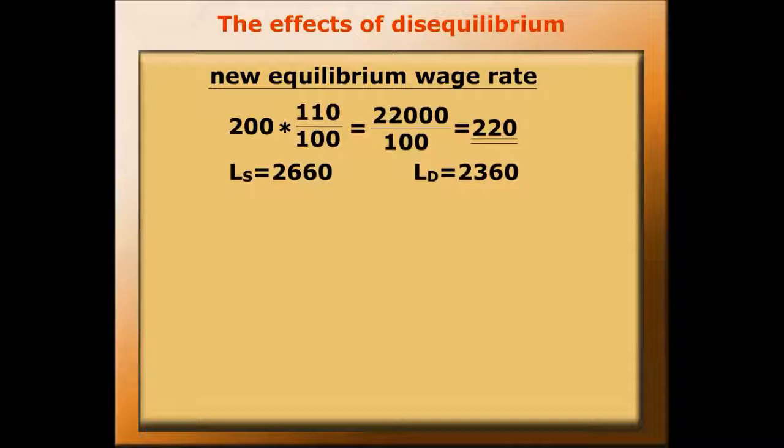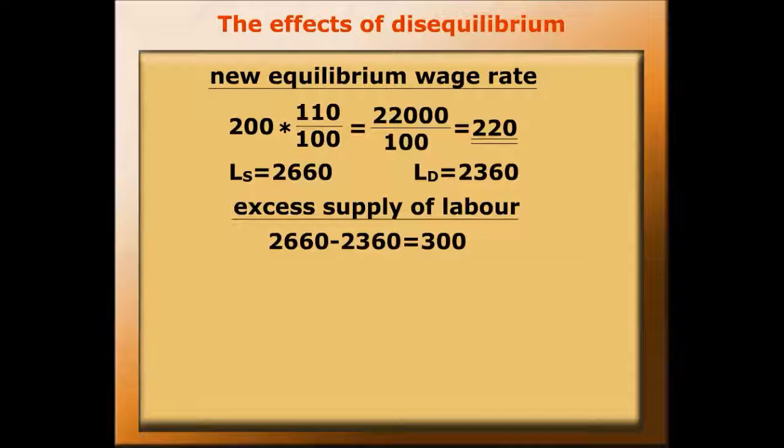So what's the effect on employment now of this 10% wage rise? The excess supply of labour is the difference between quantity demanded and quantity supplied. 2,660 minus 2,360 equals 300. We have an excess supply of labour per period, partly because the increased wage caused an increase in LS, partly because the increase in W caused a decrease in LD.